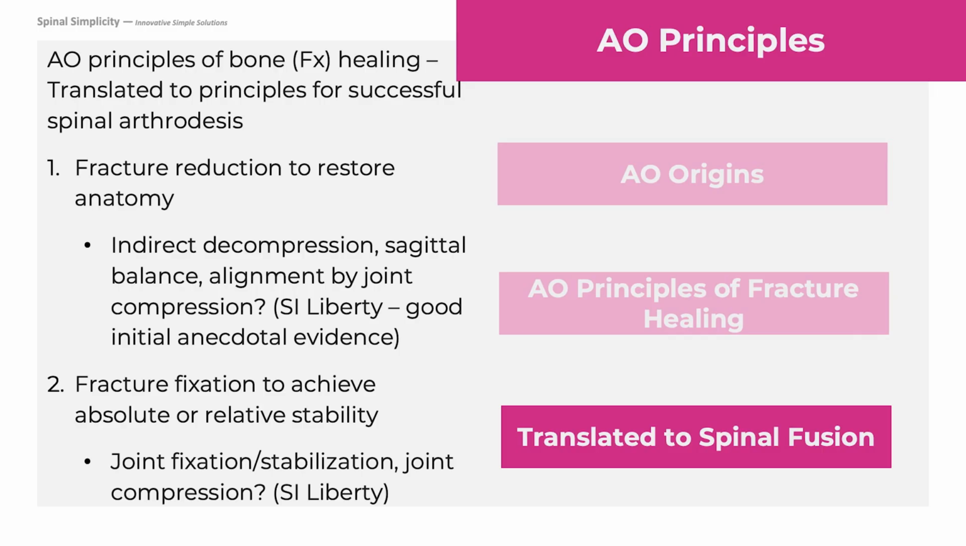Principle number 2, fracture fixation to achieve absolute or relative stability. We know this to be essential with creating a consistent and certainly early spinal fusion. If you don't have an instrumented fusion, just have grafts, you can expect pseudoarthrosis 25–30% of the time. We know and understand that you need to have as good of a fixation as possible.